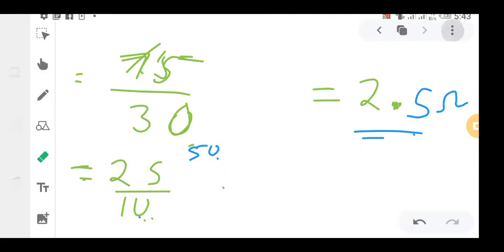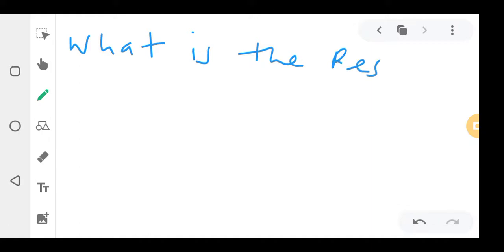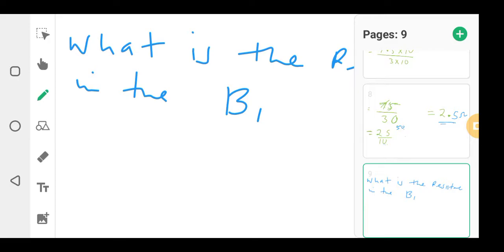Let's proceed. Sometimes they can ask you, go to the next question. Sometimes they can ask you, what is the resistance in the bulb 1, B1, which means bulb 1. What is the resistance in the B1?